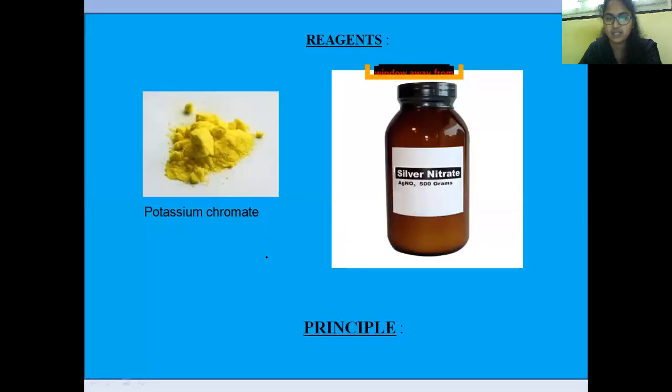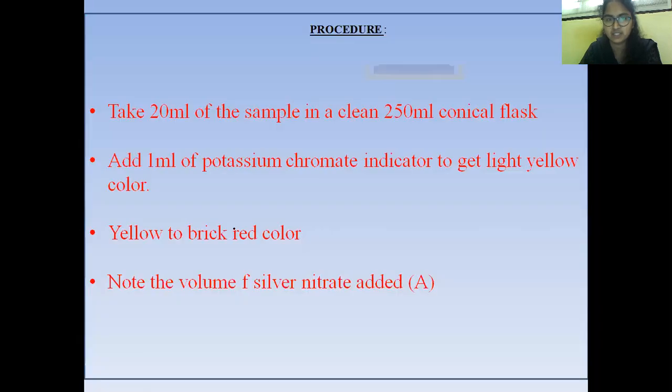And what are the reagents used for this chloride content in the given sample? That is silver nitrate and also potassium chromate. These two reagents are used for the chloride determination.